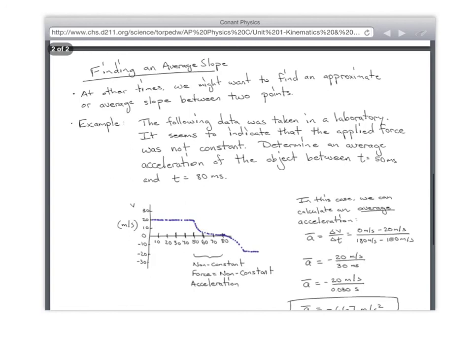All right. So a lot of times in real life, data is messy. And best fit lines are a way to deal with that. But also you just kind of have to look at something and go, "Ah, that looks like it's going down," which means I can calculate an average.